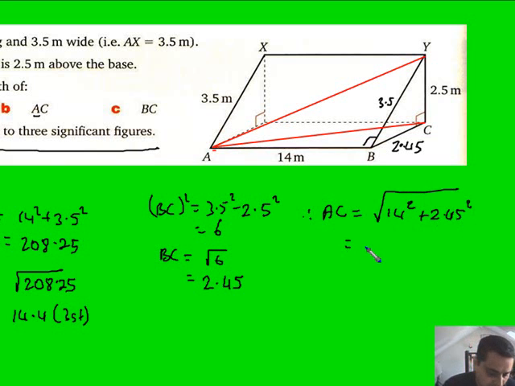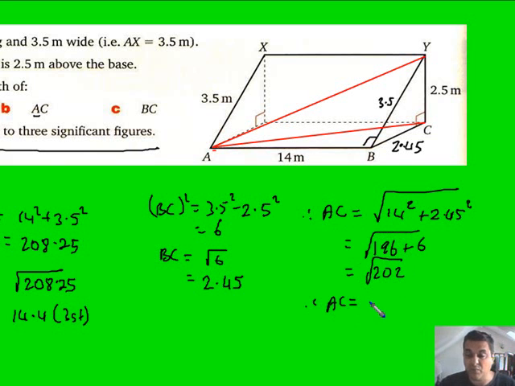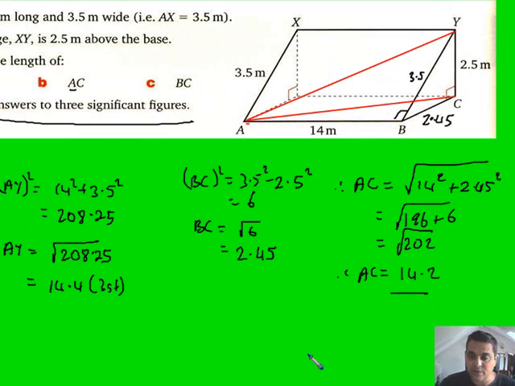So 14 squared, I'm not sure what that is. 14 times 14. Oh dear, 196. I should have known that. 196. And the 2.45 squared was the 6 before I rooted it. So just add on 6. That'll give me 202. And therefore, oops, this should be rooted, of course. Therefore, AC is going to be the root of 202. Let's just root that quickly. 14.21, so 14.2 for that one.